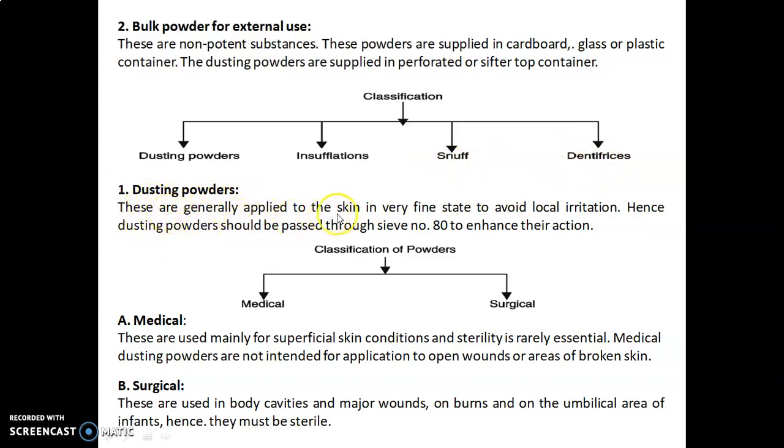These are generally applied to the skin in a very fine state to avoid local irritation. Hence, the dusting powders should be passed through sieve number 80 to enhance their action. Classification of dusting powder is medical and surgical. We will discuss medical first. These are used mainly for superficial skin conditions and sterility is rarely essential. Medical dusting powders are not intended for application to open wounds or areas of broken skin. Surgical ones are used in body cavities, major wounds, burns and on the umbilical area of infants, hence they must be sterile.